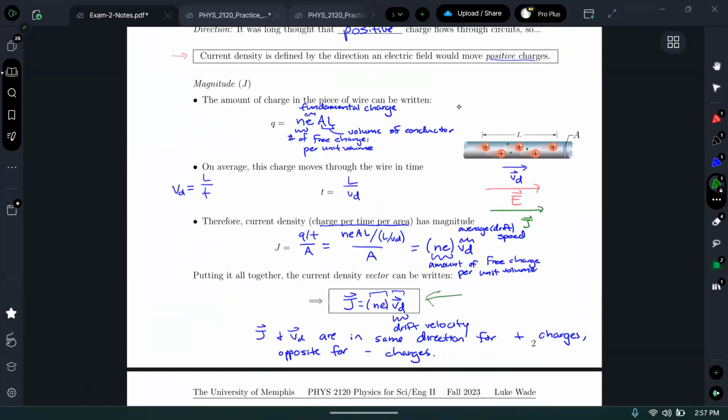For this one, we're talking about positive charge moving. And so the drift velocity is always just what direction is charge actually moving. It is the way you think it is. So drift velocity is to the right because the charge is moving to the right. Now, because the charge is positive, if we see it moving to the right, it must be that there was an electric field pointing to the right to make it move that way. And then that says that the current density is to the right, because we say it's the direction an electric field would move positive charges. So it is to the right.